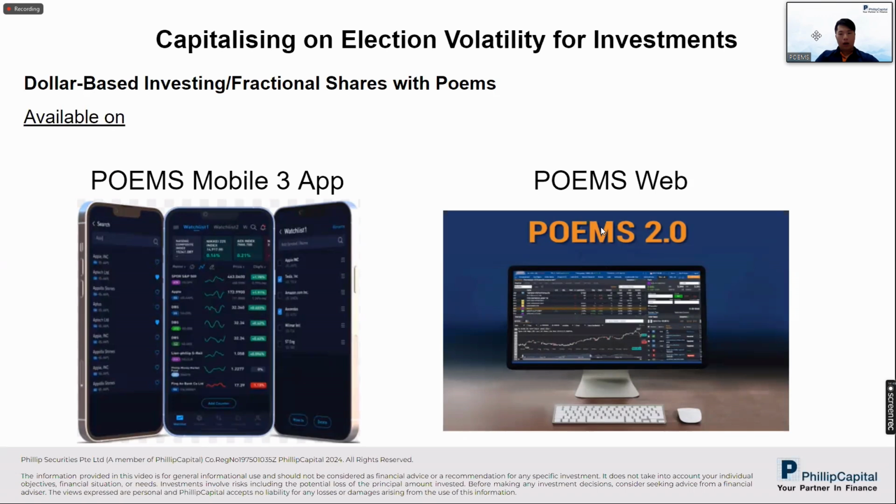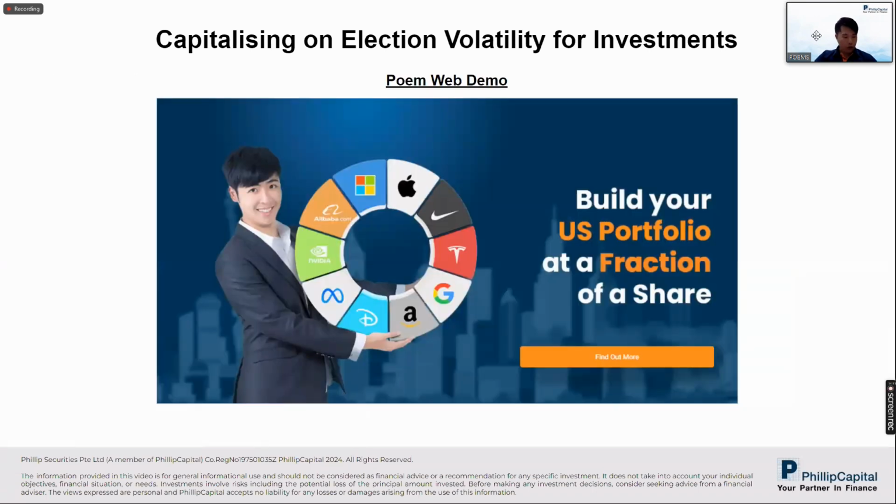So they are available on the POEMS web and POEMS Mobile 3 app. So I'm going to show you guys a demo on how you can actually place a trade on the POEMS web. Just give me a moment.